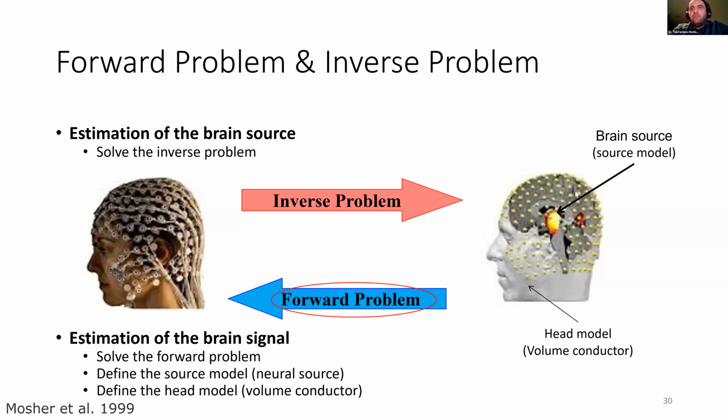On the other side, the forward problem is the estimation of the signals from a distribution of sources in the brain and a specific position of the sensor or the channel, in this case for EEG. So we need to model. First we need to solve this forward problem, so we need to define the source model, how we model the source inside the brain, and also the medium or the head model, what we call the volume conductor.